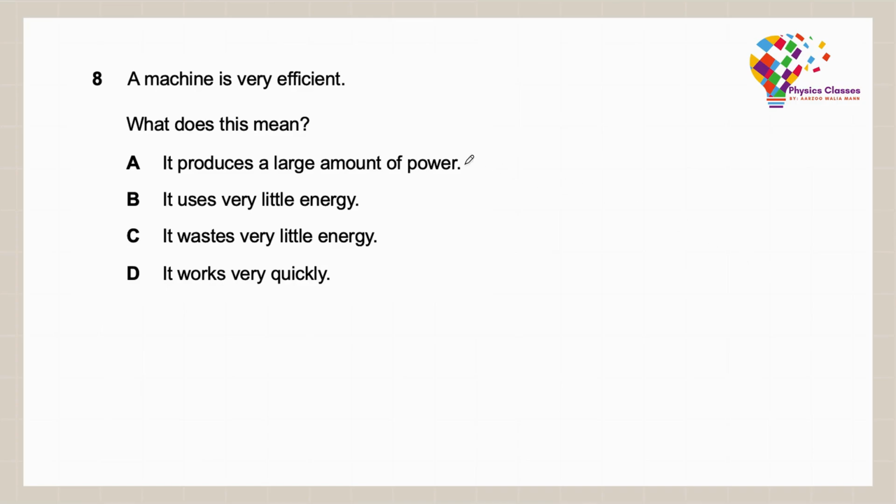Let's look at question 8. A machine is very efficient. What does this mean? See, efficient means that the useful power output or useful energy is much more than the energy that is wasted. That's all that we can conclude from here. So it produces a large amount of power. We do not know how much power it is going to produce, but we know that the output energy is more than the energy that's wasted.